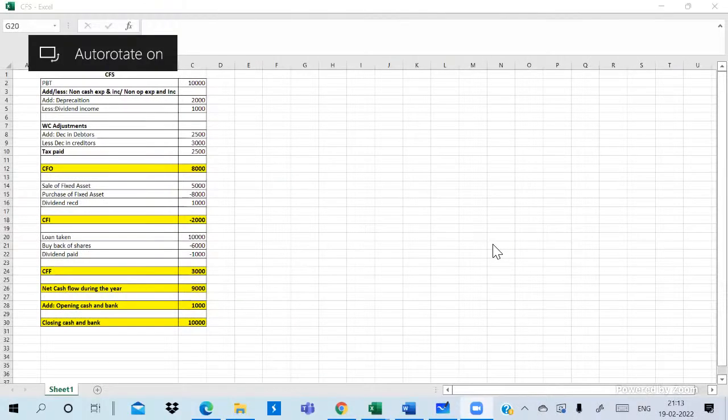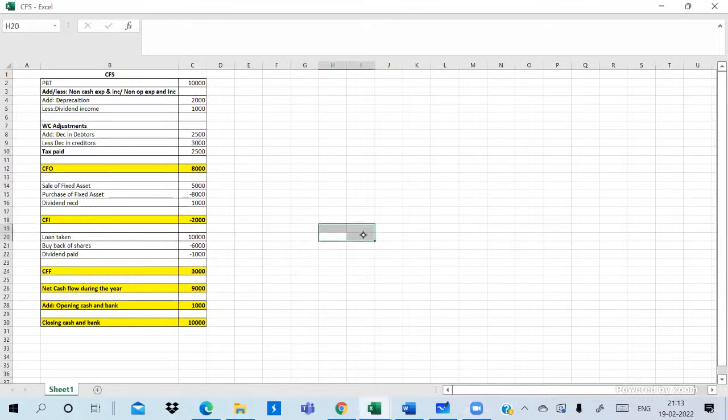So I've taken a hypothetical example of how you would deal with a cash flow statement and what changes are to be done as far as the cash flow statement is concerned. Let's look at this hypothetical example. I start with my profit before tax, which in this case is 10,000. Now this profit, which is there in my profit and loss account, would be influenced by non-cash income and non-cash expenses. Similarly, it will be influenced by non-operating expenses and non-operating income. And I'll have to adjust for that.